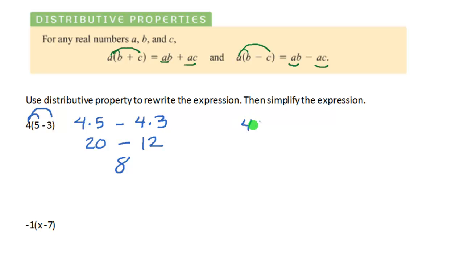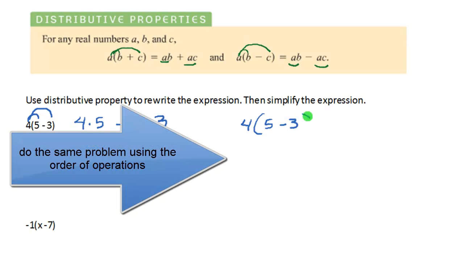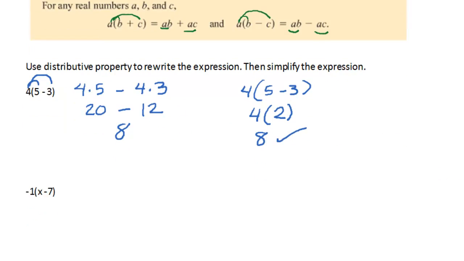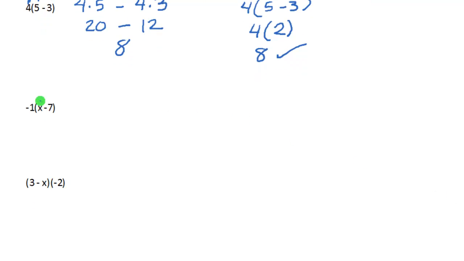Now I want you to see how our distributive property works. And we're going to do the problem a little bit differently. We're going to do the same problem, but we're going to use our order of operations, which tells us to simplify the parentheses first. And 5 minus 3 is 2, and 4 times 2 is still 8. So you see our distributive property does work, it gives us the same answer.